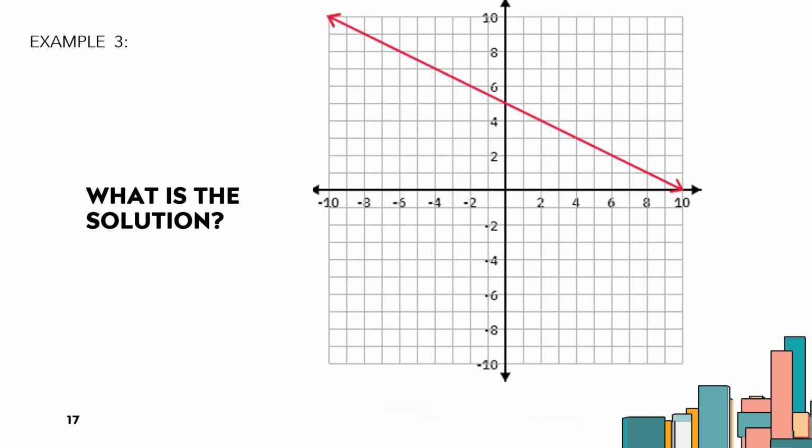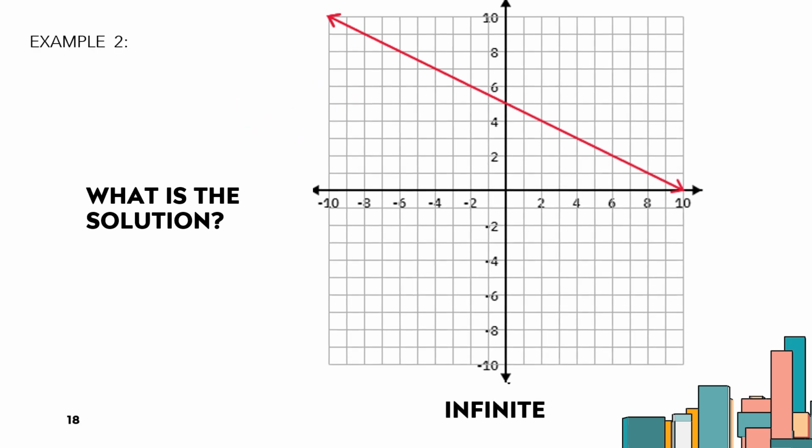Last one here, just to recap our 3 possibilities. What's the solution? And this confuses people when they see this because they're like, there's only one line. So if there's only one line, what do we know? That's right, it's the same line. We could have 2 equations written in different ways. So we say there's infinite solutions because everywhere on that graph they touch.